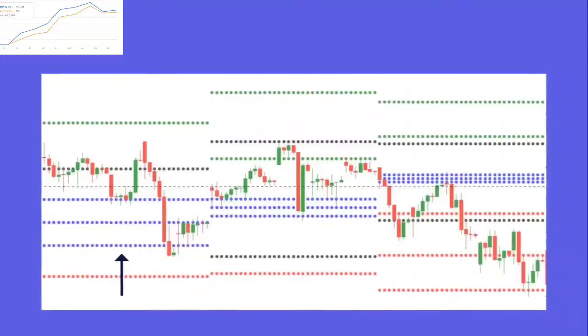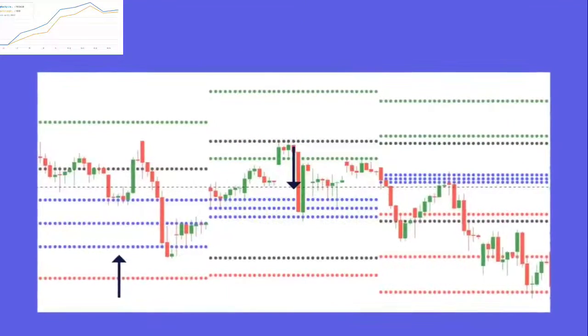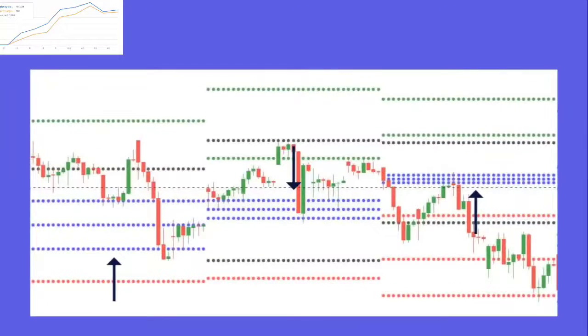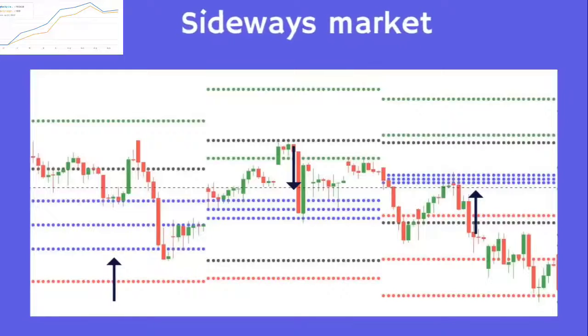Whenever the CPR is neither ascending nor descending, and it is aligned very close to each other, in such cases, the market will be sideways or range-bound.